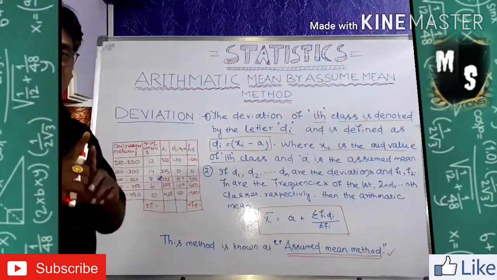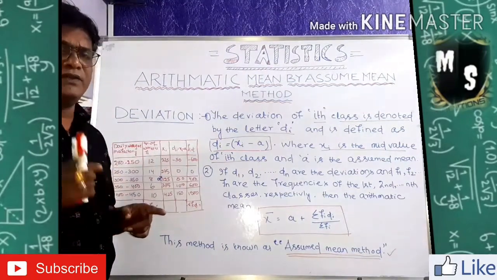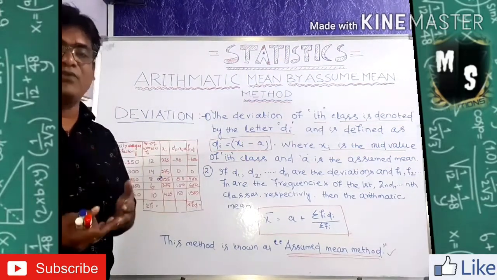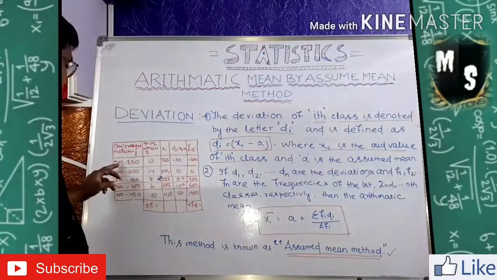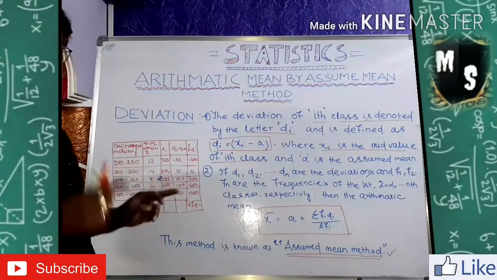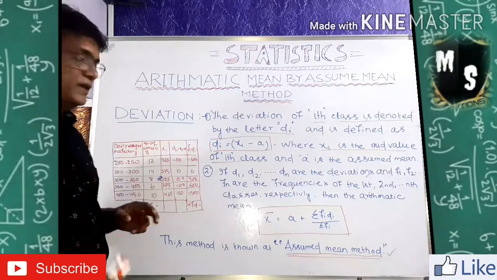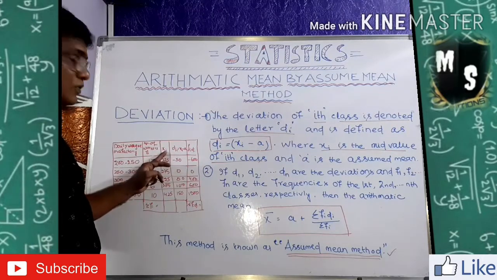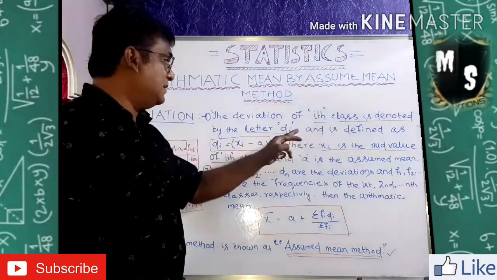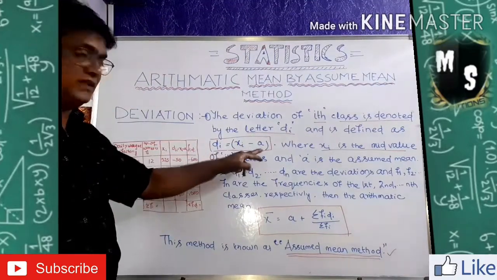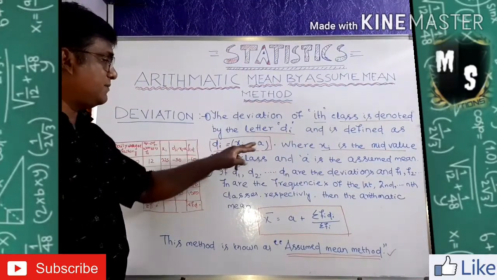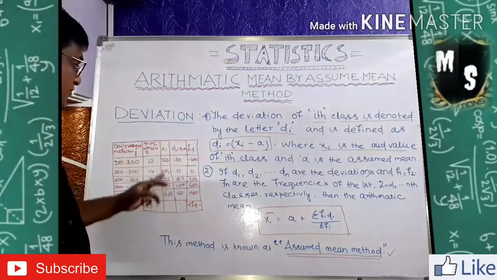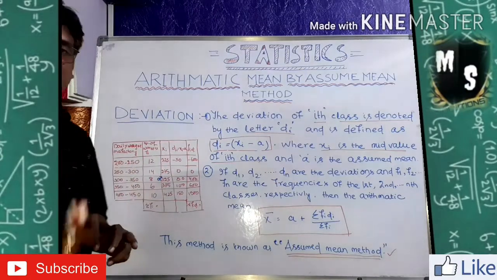Here our direct observation is not there. I explained in the last video that when the data is grouped, the observation is not direct, so you have to go for the mid value. What is the mid value? This is the lower boundary, this is the upper boundary. Upper boundary plus lower boundary by 2 is called the mid value. In this column it is written as xi, and the deviation is di equal to xi minus a. So this is my xi column, the observation column, the mid value: the lower boundary plus upper boundary by 2.